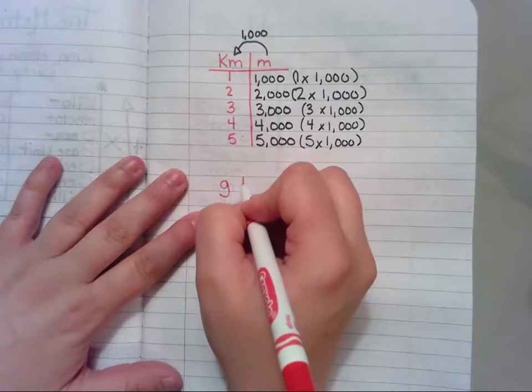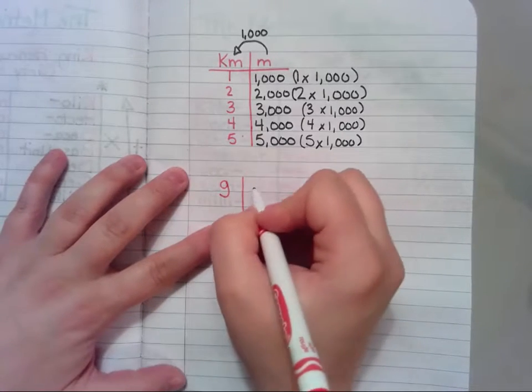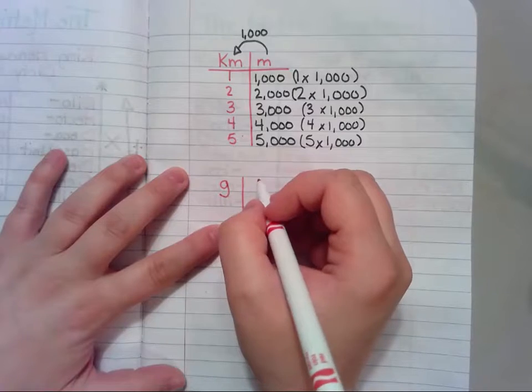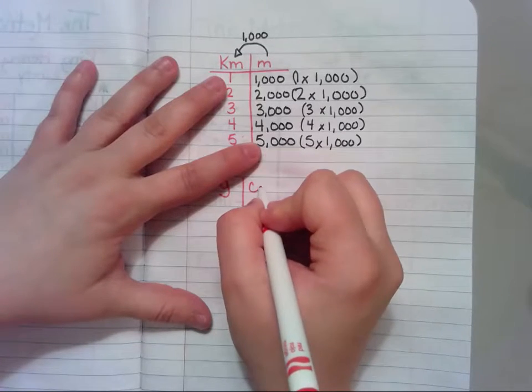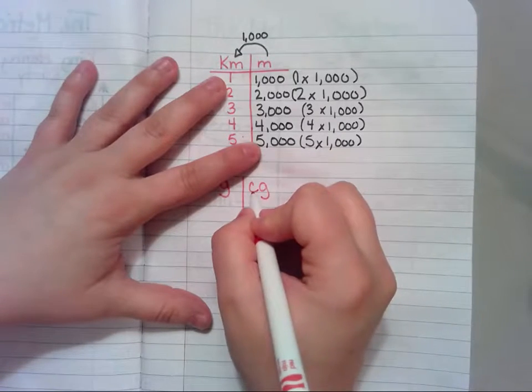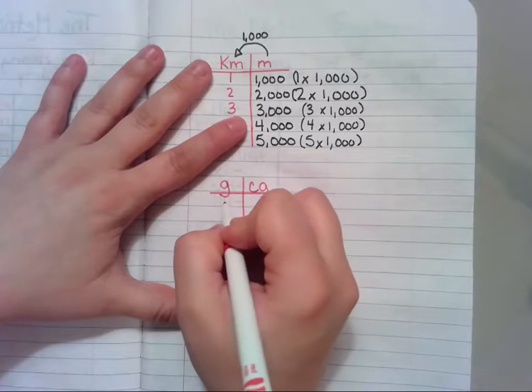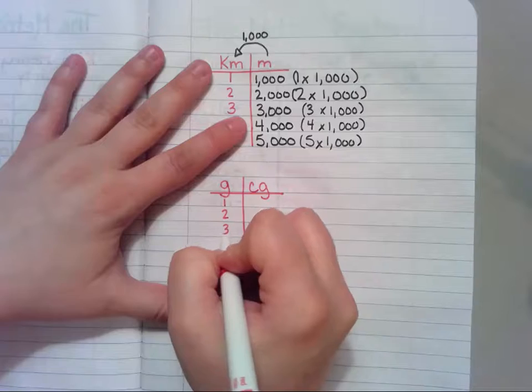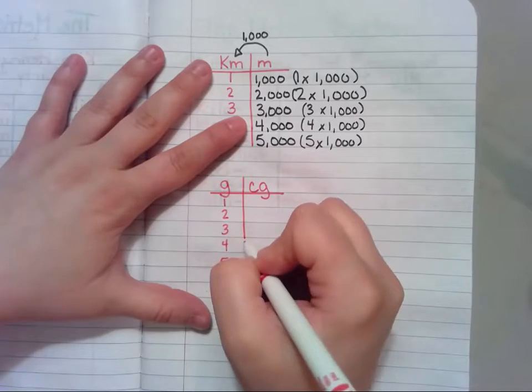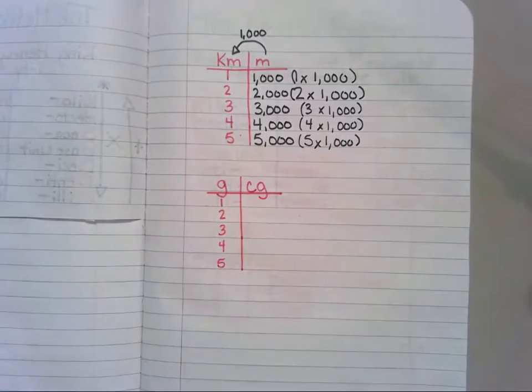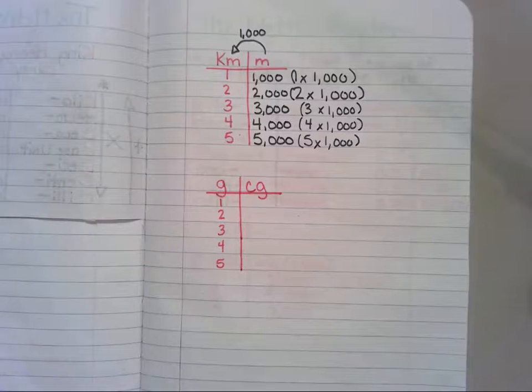And I want to go to, let's go to centigrams, which is a little c, little g. Okay, again, 1, 2, 3, 4, 5. Take a moment and get that chart down before we start with our other color.